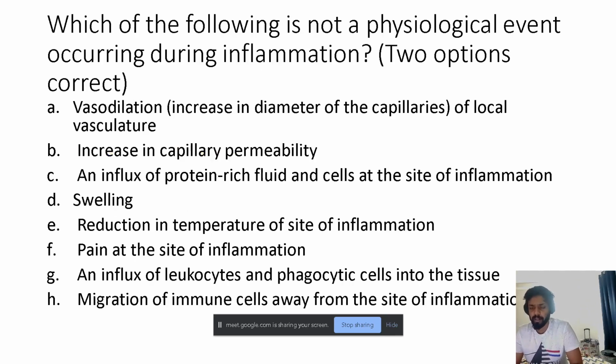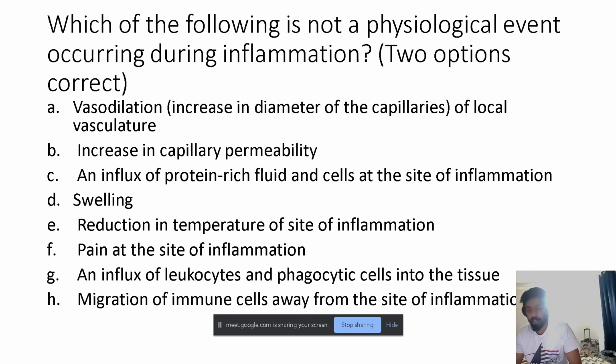Okay. Which of the following is not a physiological event occurring during inflammation? Two options are correct here. Does vasodilation not increase with inflammation? Vasodilation of local vasculature? Is there no increase in capillary permeability? Is there no influx of protein-rich fluid and cells at the site of inflammation? Is there no swelling? Is there no reduction in temperature? Options E and H. Sorry, Sir, could you repeat? E and H. Okay. Yeah.